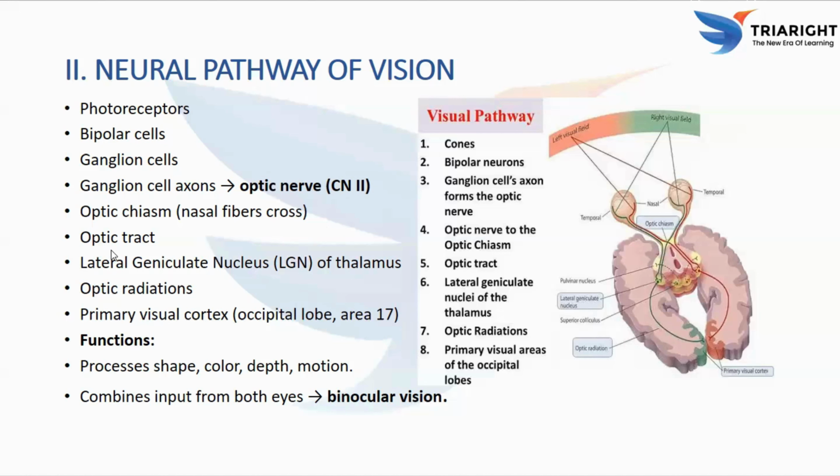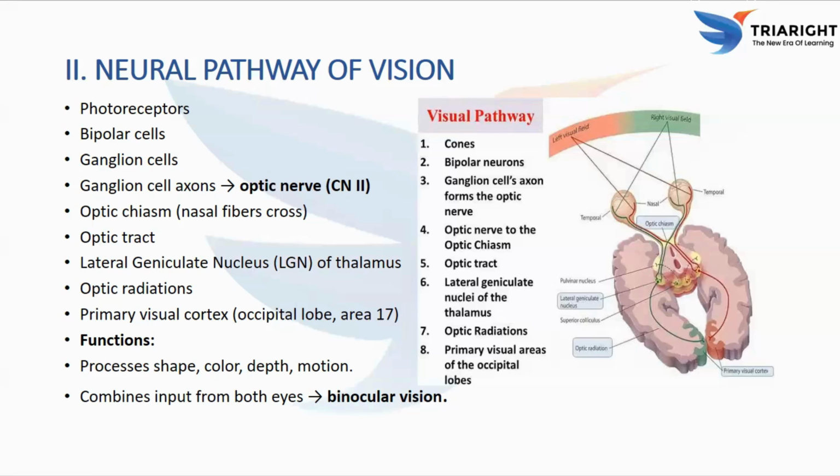And then at the optic chiasm. The optic chiasm is a fiber cross, right? At this optic chiasm, the nasal retinal fibers cross to the opposite side, whereas the temporal retinal fibers stay on the same side. So what is the purpose of this optic chiasm? It combines the information from both eyes to form binocular vision, nothing but 3D perception.